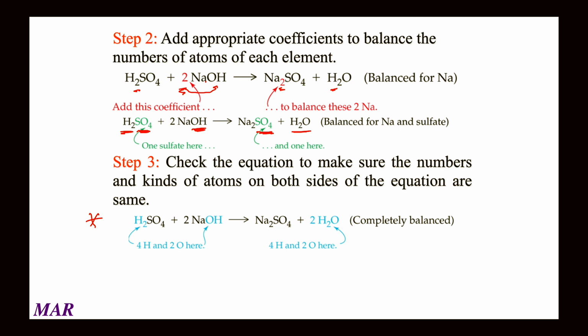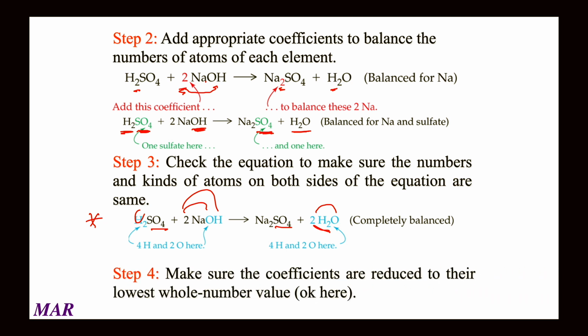2 Nas on the left, 2 Nas on the right. A sulfate on the left, a sulfate on the right. You've got 4 hydrogens and 2 oxygens. 2 oxygens, 2 hydrogens, 2 more hydrogens right there. This reaction is good to go.